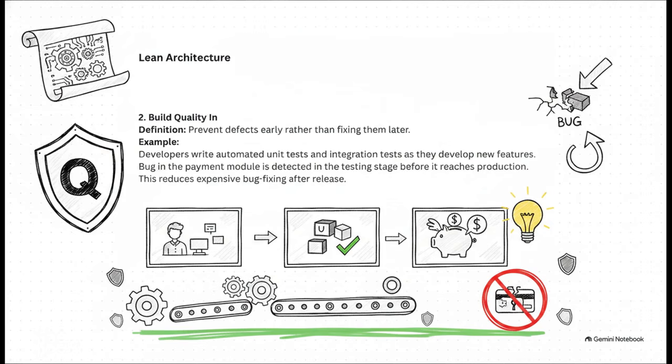So developers are writing automated unit and integration tests as they build the feature. That way, a nasty bug in, say, a payment module gets caught in the testing stage, way before it ever touches the live production environment. It saves you from those incredibly stressful, expensive bug fixes post-release.